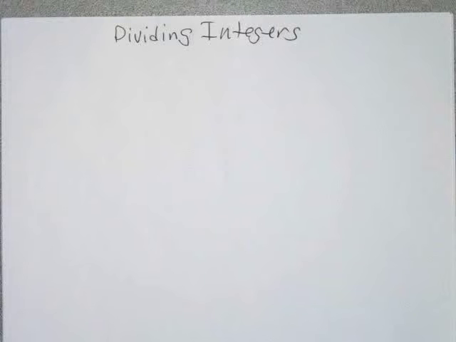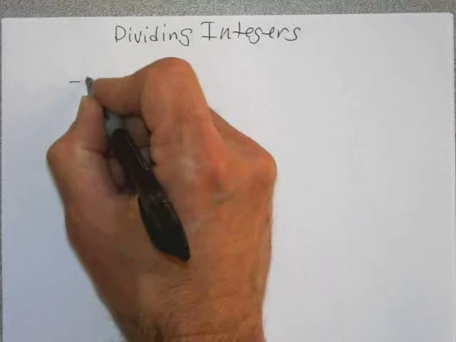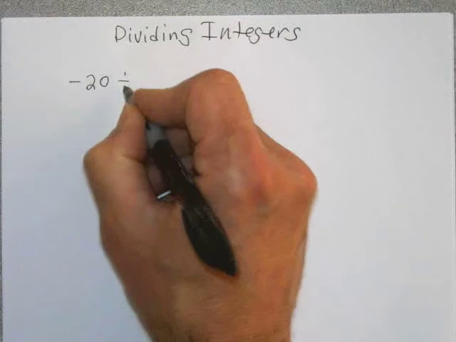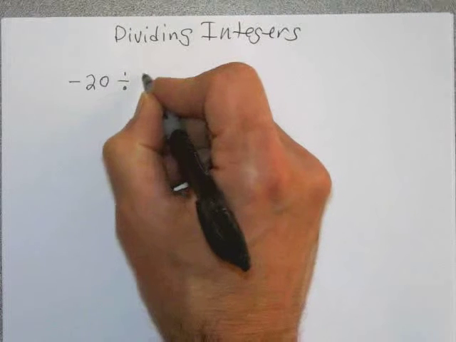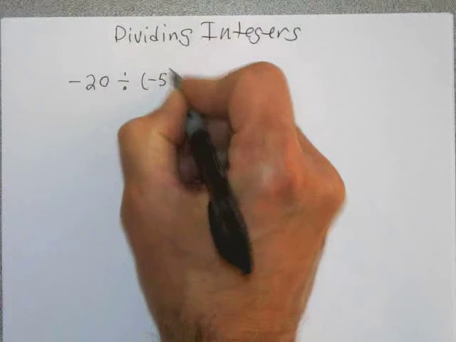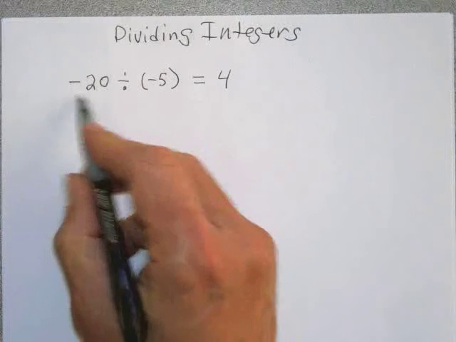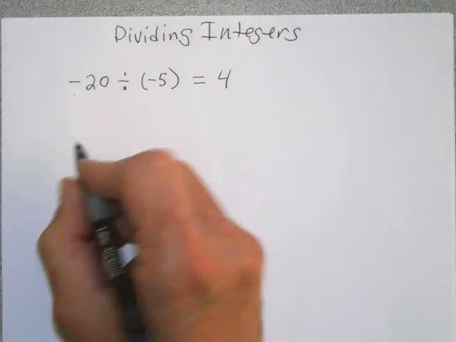In this video, we're going to talk about dividing integers. One of the things that makes dividing integers straightforward is that it follows the same rules as multiplying integers. So when we divide numbers with the same signs, in other words, a negative divided by a negative, we end up with a positive. If I have a negative divided by a negative, the signs are the same, I get a positive.